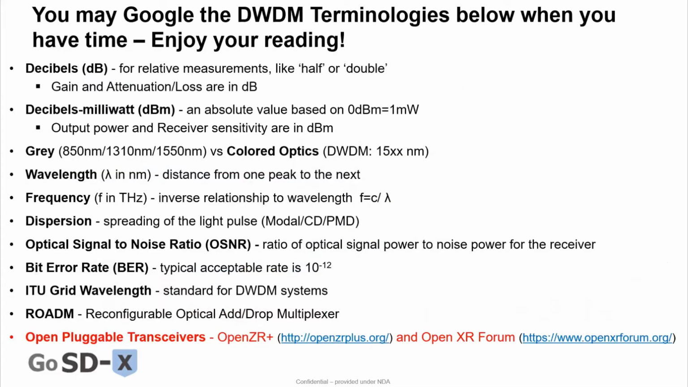You can Google the terms when you have time, especially for the new open pluggable optics. For example, 400 gig OpenZR+ and OpenXR optics. You don't need any transponder or muxponder anymore, as the pluggable coherent optics will enable routers or switches that you're familiar with to transmit or receive DWDM or colored signals instead of just gray signals.